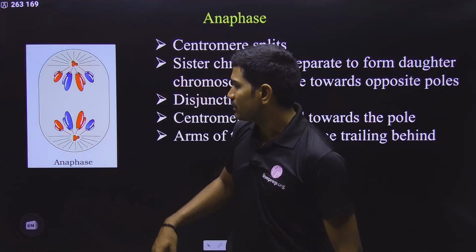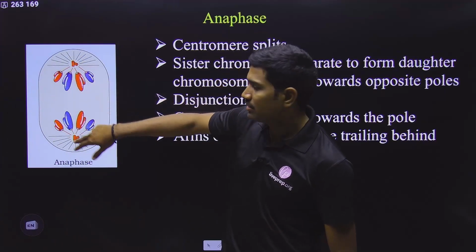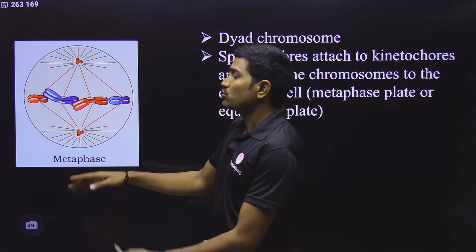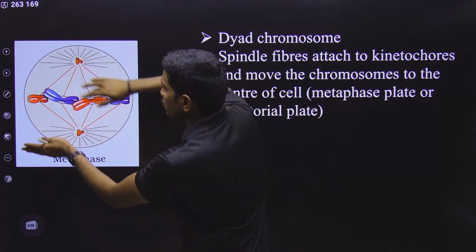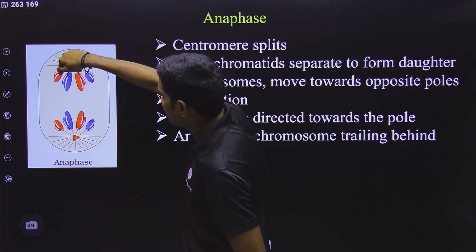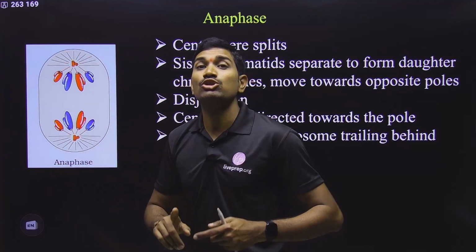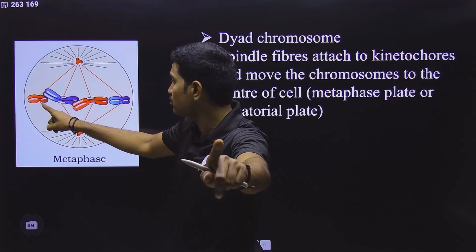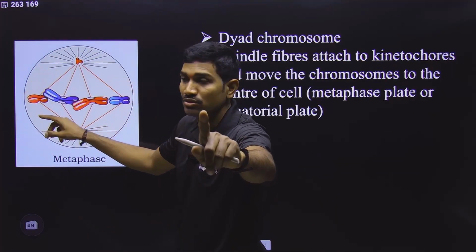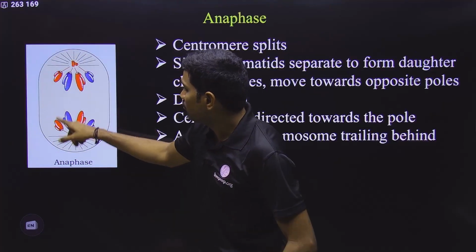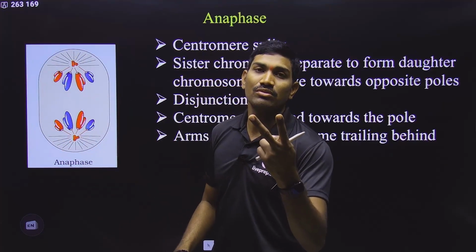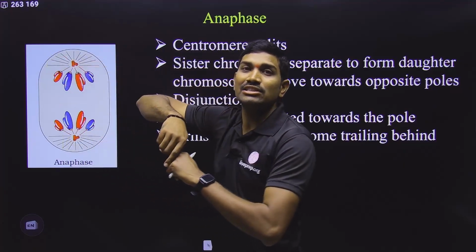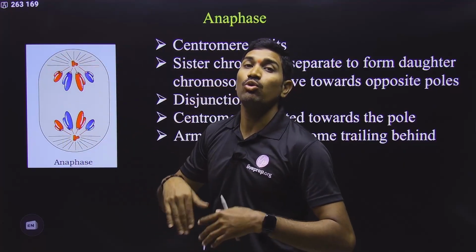During the anaphase, what happens? Splitting of centromere will occur. Here centromeres are present. So please remember, once splitting of centromere occurs, each sister chromatid will get its own centromere. Initially it is called one chromosome because of one centromere. But now it is called two chromosomes because each sister chromatid has its own centromere.